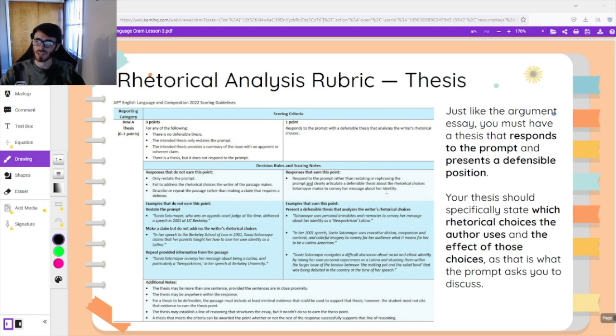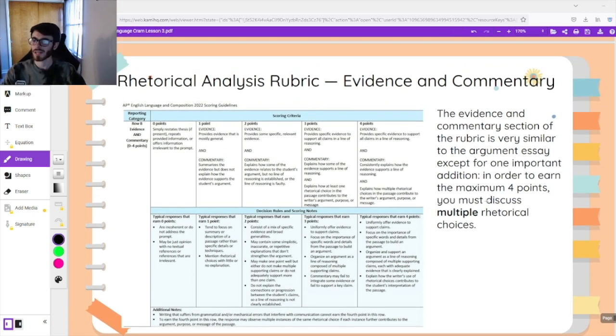So for the thesis, just like the argument essay, your thesis needs to respond to the prompt and present a defensible position. And as we already talked about, your thesis should specifically state which rhetorical choices the author uses and the effect of those choices, as that is what the prompt is asking you to discuss, right? The reason you need to include those things in your thesis is because in order to make it respond to the prompt, it needs to have those things because that's what the prompt is asking for.